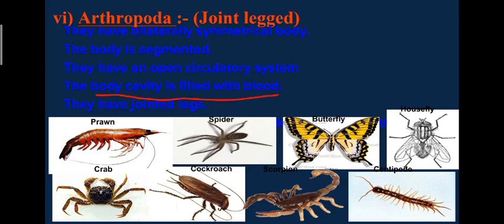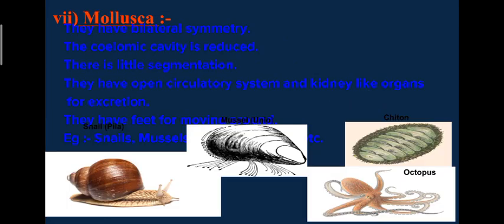Their body is divided into head, thorax, and abdomen. In insects, 3 pairs of legs, and in some, 3 pairs of legs and 2 pairs of wings are present. We can keep on talking about the arthropoda. That is a very big phylum. The next phylum is Mollusca.